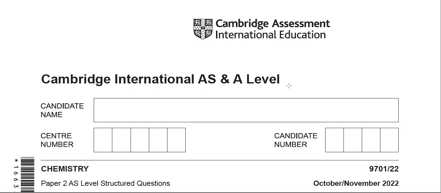So today I'm going to start to solve a paper from AS level chemistry for you. This paper is, you can see the code 9701/22 and is October November 2022. Okay, so let's proceed.